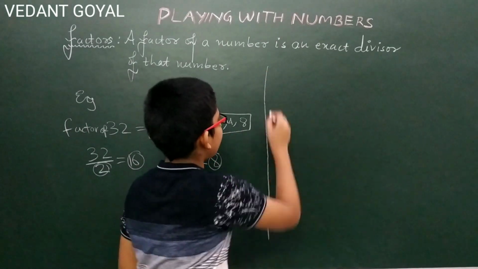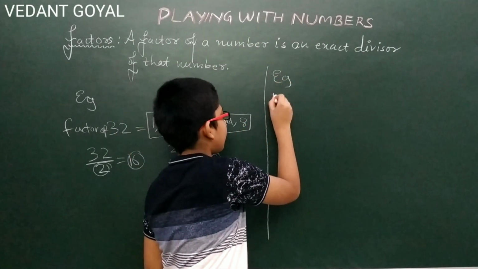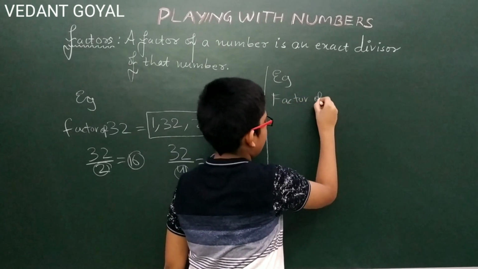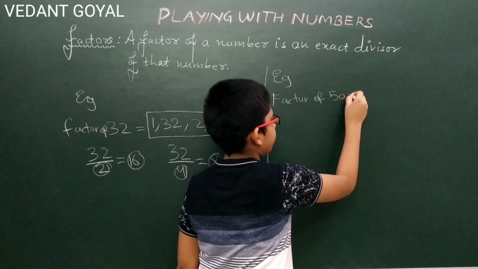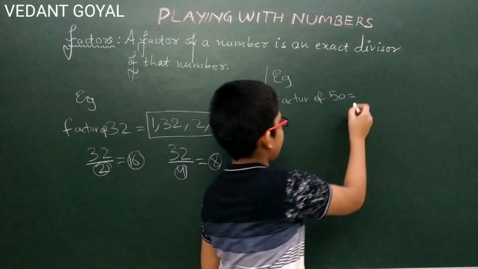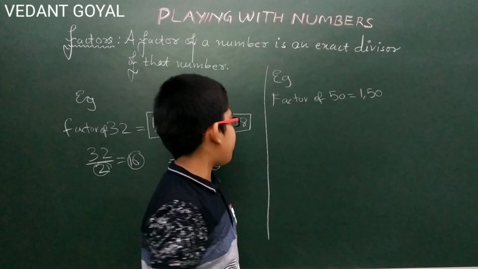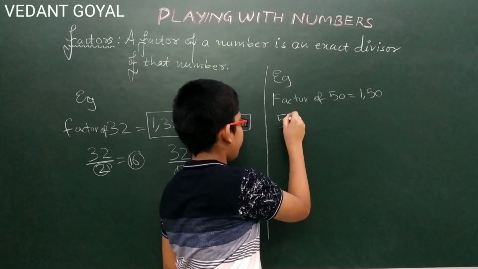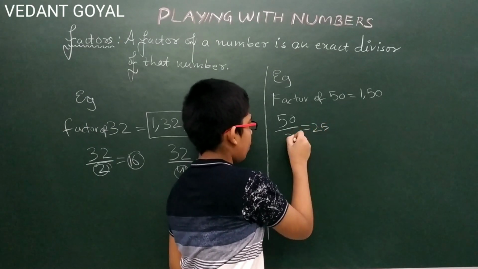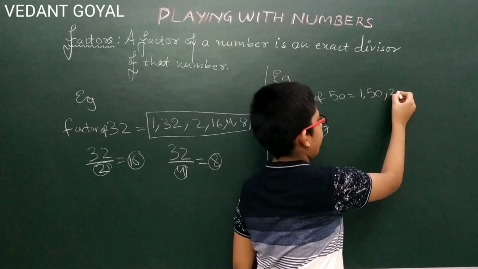Let's take another example to find the factors of 50. We know that two factors of 50 are 1 and 50. 2 is also a factor of 50 because when we divide 50 by 2, we will get 25. So these two are the factors of 50: 2 and 25.